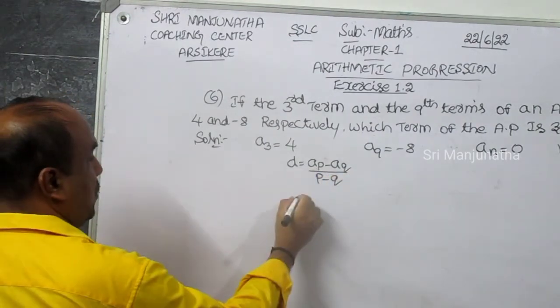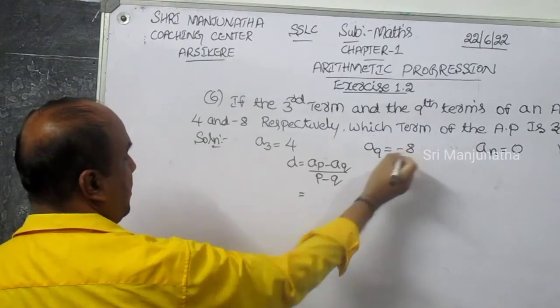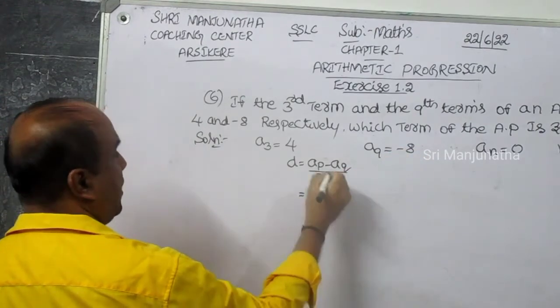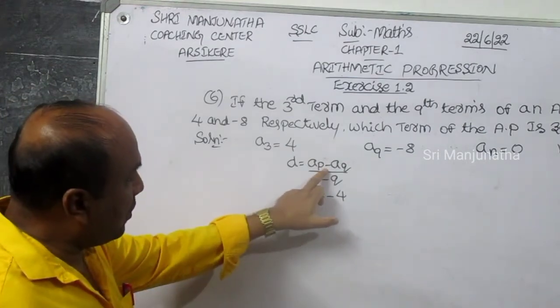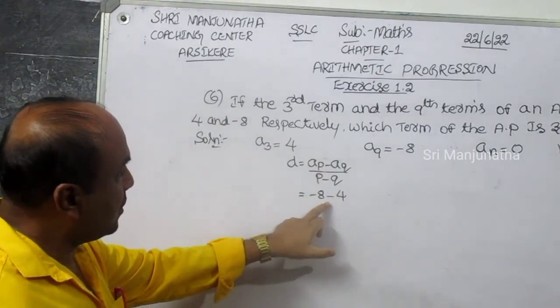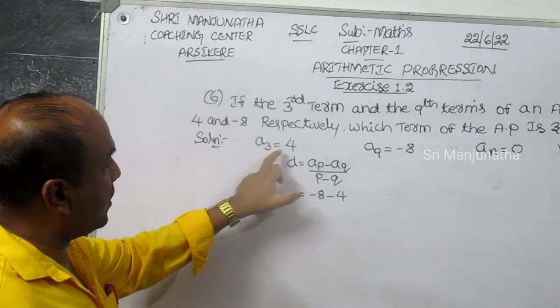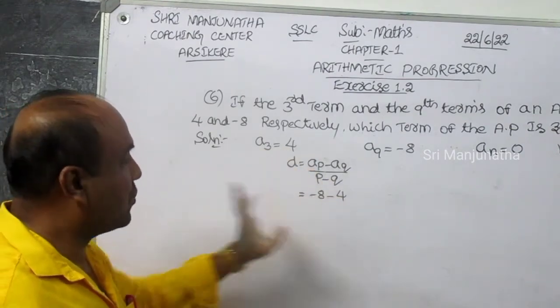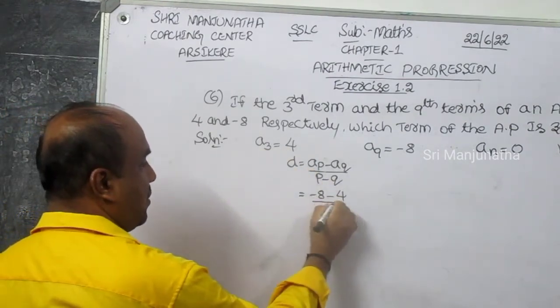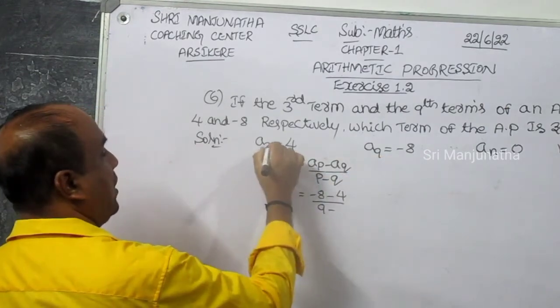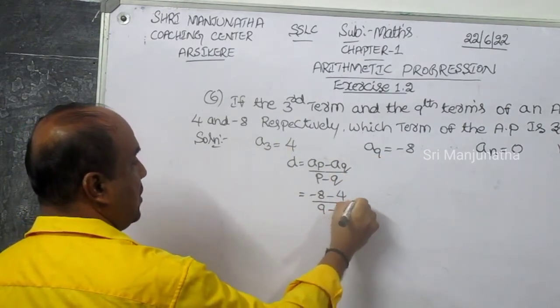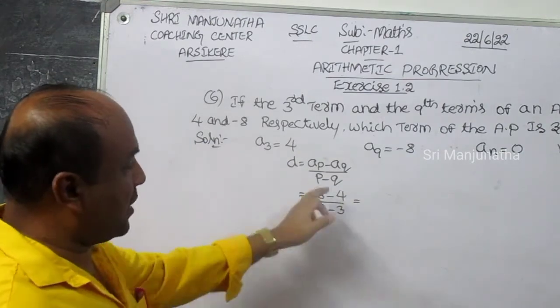d is equal to ap over aq. What is ap here? Minus 8. And aq is how much? Minus 4. In the formula, a3 is how much here? 4. So I have to write it similarly. The p value is how much? 9. And the q value is how much? 3. Minus 8 minus 4.